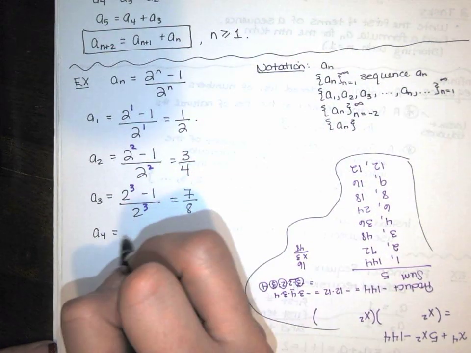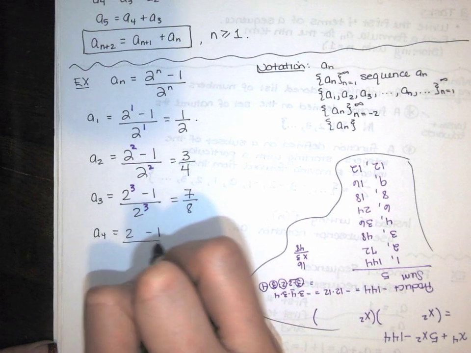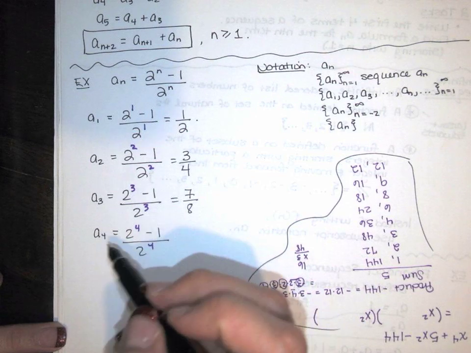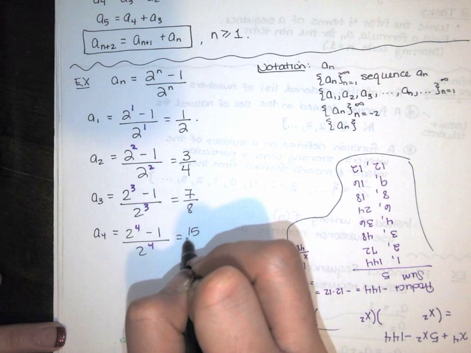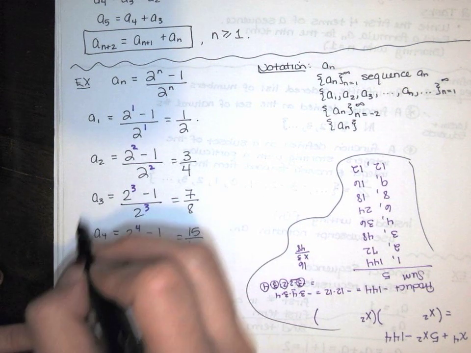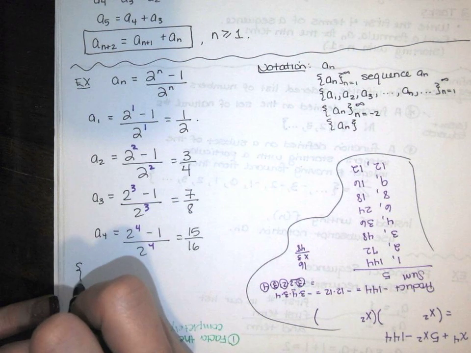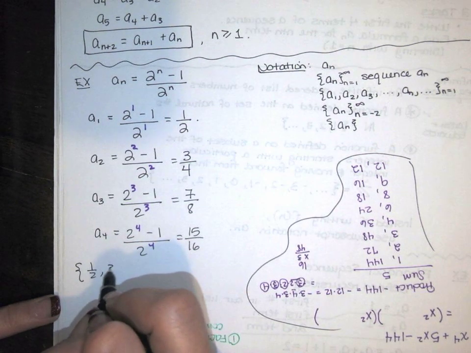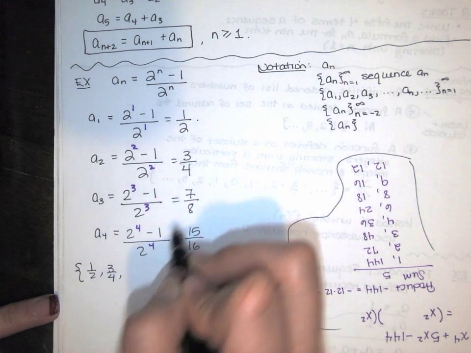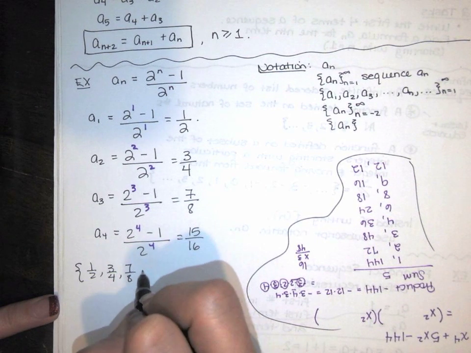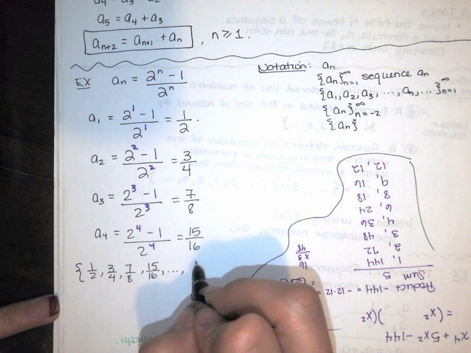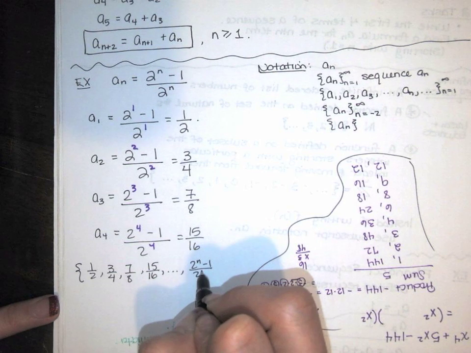The fourth term is 2 to the fourth minus 1 over 2 to the fourth. 2 to the fourth is 16. 16 minus 1 is 15. And we've got 16. So let's write out the first few terms of this sequence. We've got a sub 1, that's 1/2. Then we have 3/4. Then we have 7/8. We've got 15 over 16. And you keep going. The nth term is 2 to the n minus 1 over 2 to the n.